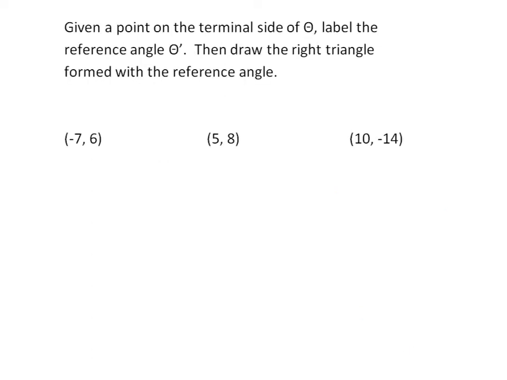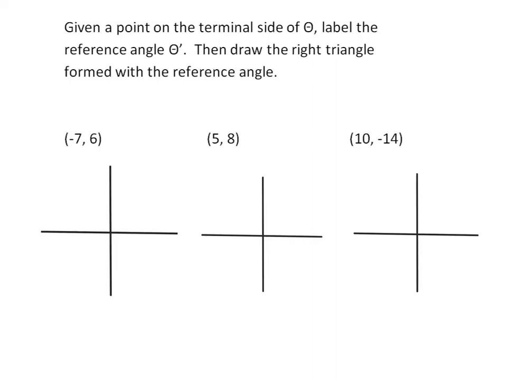Okay, so let's try another one of these using the coordinate plane shown. All right, so given a point on the terminal side of theta, label the reference angle theta prime, then draw the right triangle formed with the reference angle. All right, so first of all, we're going to put a point at (-7, 6). Now I did show some little tick marks in the previous example. We don't need to put those in. So -7 on the x-axis and then 6 on the y-axis will be somewhere in this region right here.